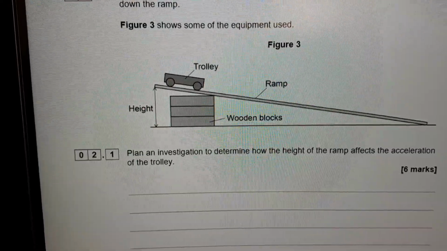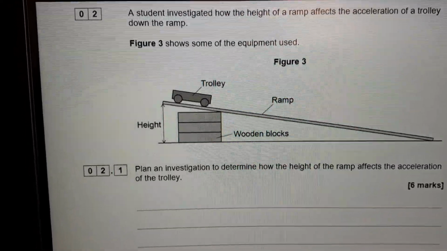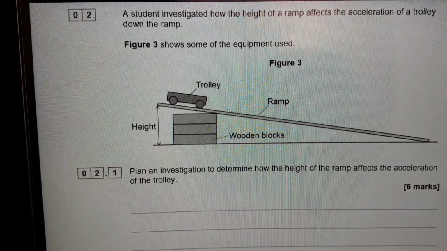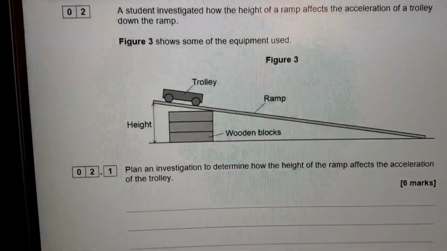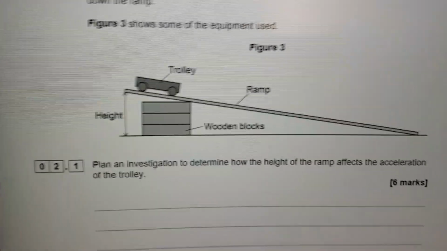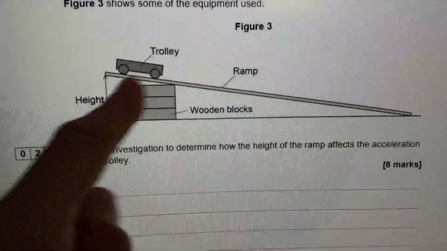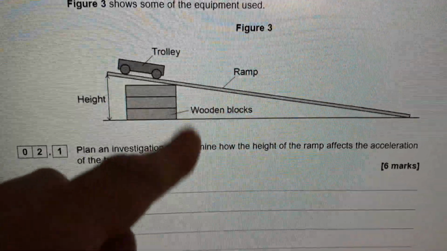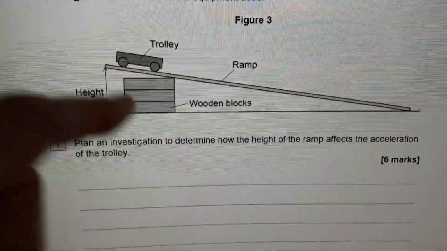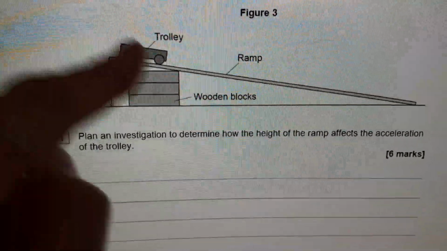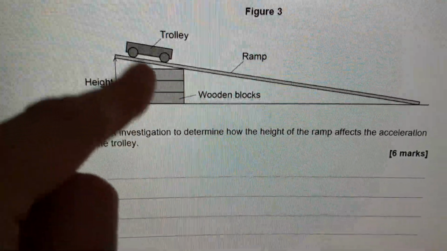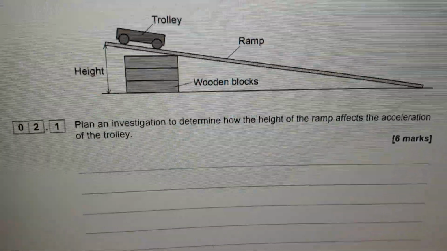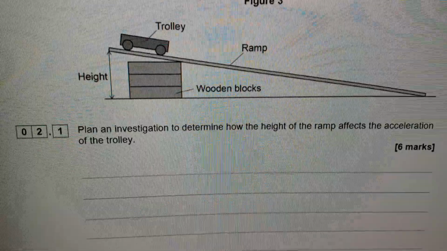Well, first of all, don't panic if you get something like this and you just say, I don't know. You can always tell me your variables. An easy variable to do would be the height. You've got some wooden blocks here. I could change the number of wooden blocks. Excellent. So my independent variable is going to be my height, as determined by the number of wooden blocks. And I can measure that in centimetres as well, that's fine.